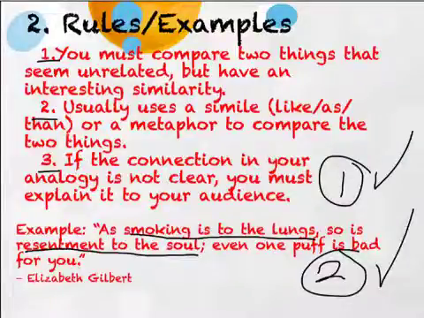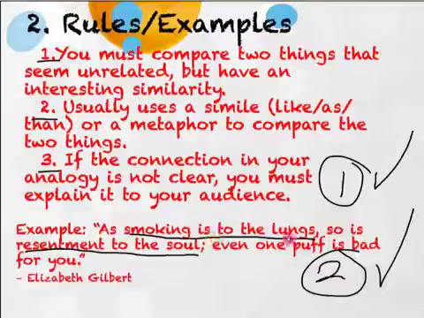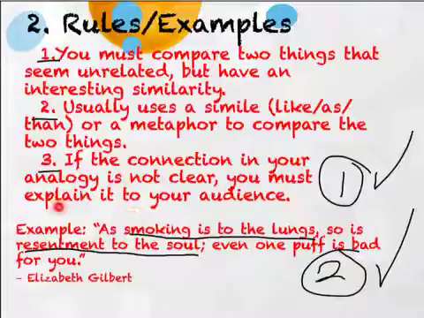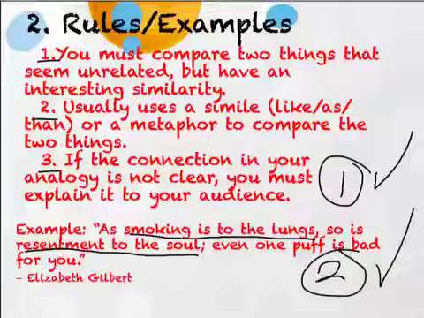If you only saw the first part that says, as smoking is to the lungs, so is resentment to the soul, I guess you could kind of figure out the analogy because most of us know smoking's bad for the lungs. Okay, so resentment's bad for the soul. But to really drive it home, she follows rule number 3 here. She makes the connection clear to her audience by explaining it to them. Even one puff is bad for you. Kind of clears up any murkiness that might have been had over that analogy. Again, I think most of us probably could have figured it out, but it's still a good example to show you what a good analogy should look like and how to explain one if you feel like it's not clear.